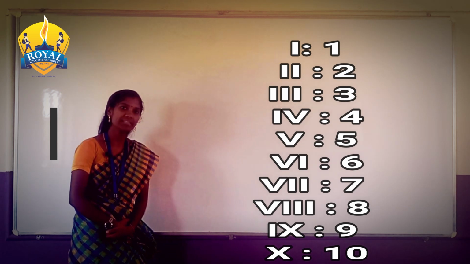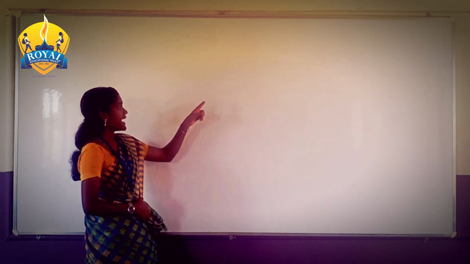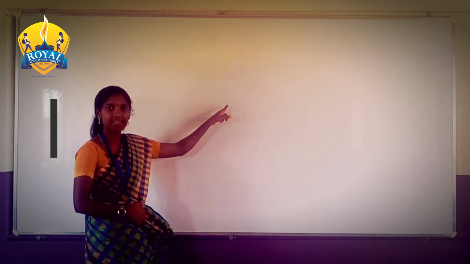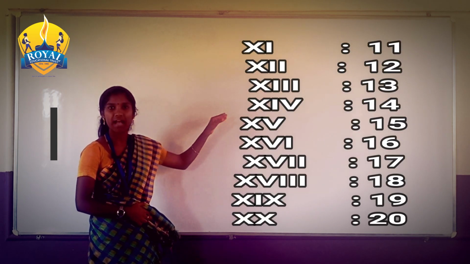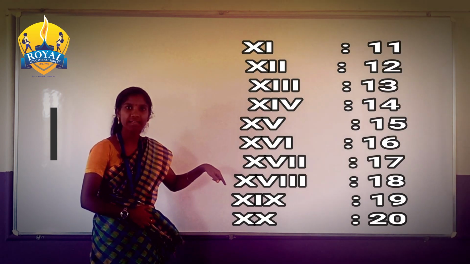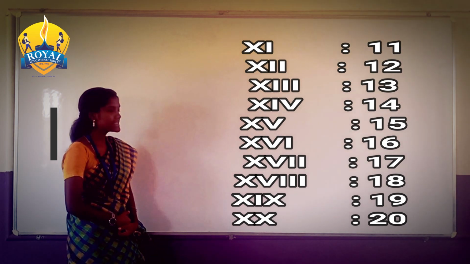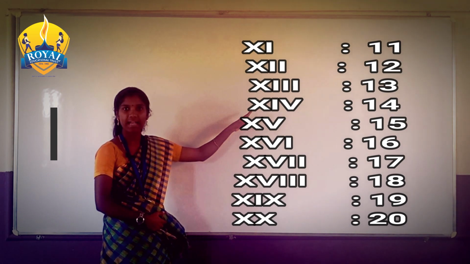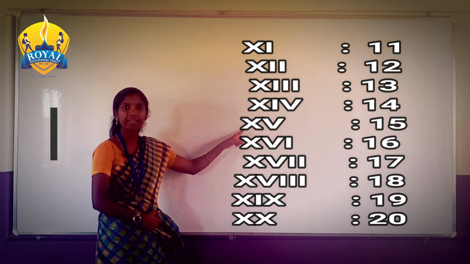Okay, 11 means you have to add XI. The X is higher than the lower number I. So you have to add 10 plus 1, 11. So 11 is XI. 12 is XII.